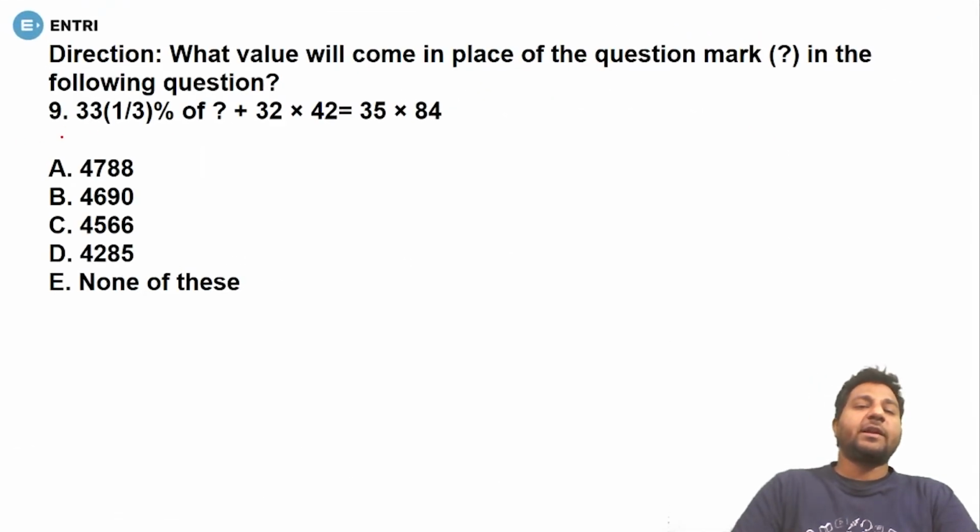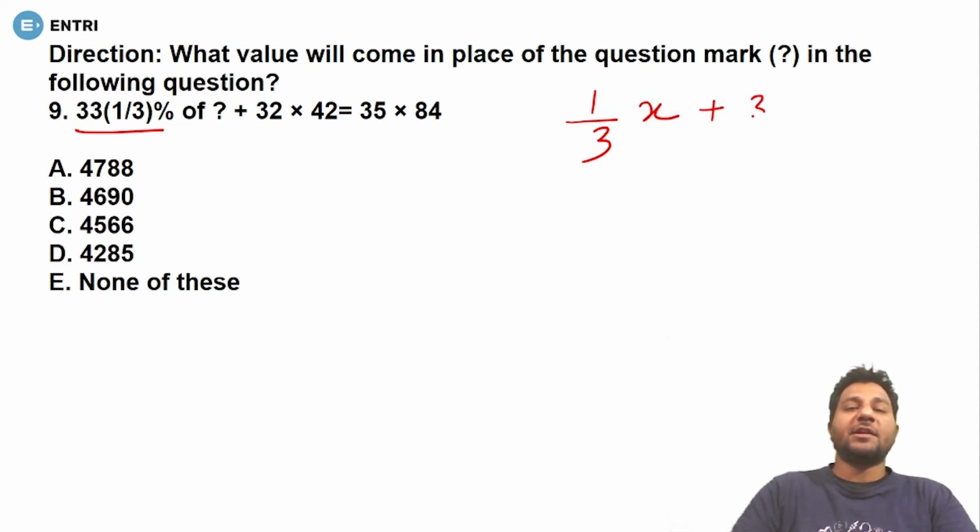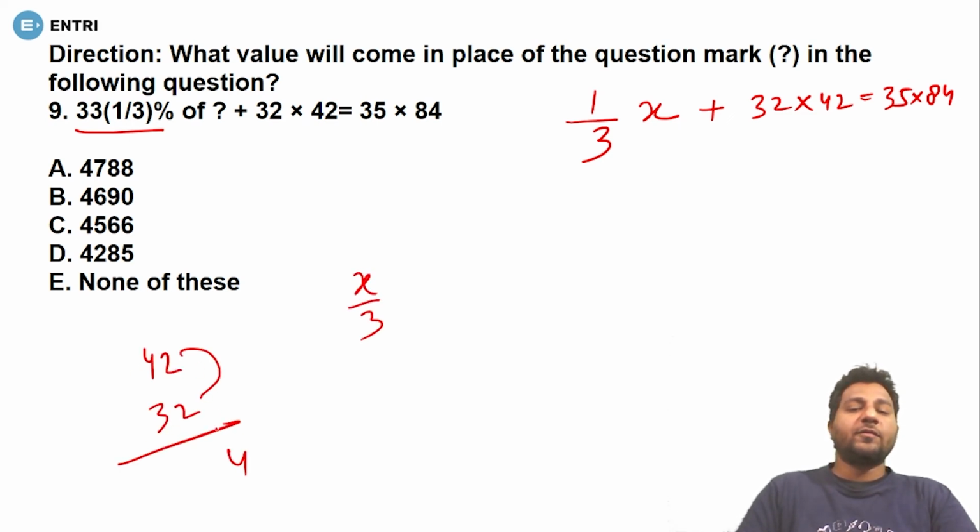Next, look at this: 33 whole 1 by 3%. You just need to remember all the mixed fractions. So 33 whole 1 by 3% is 1 by 3 of x plus 32 into 42 is equal to 35 into 84. Okay, now x by 3, 42, 32. 2 4s are 8, 8 and 6, 14. 3 4s are 12, 13, 13, 44.